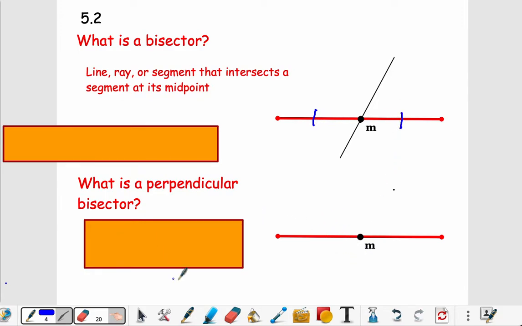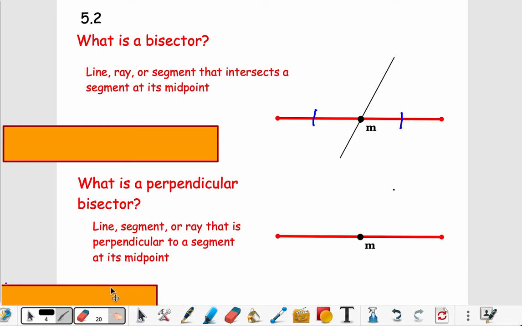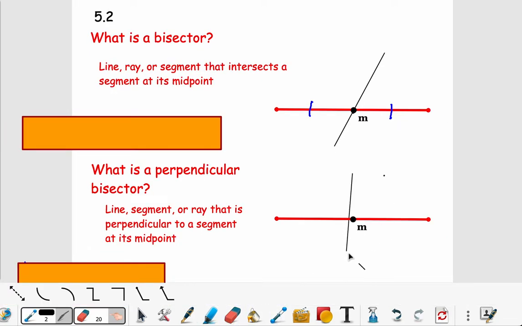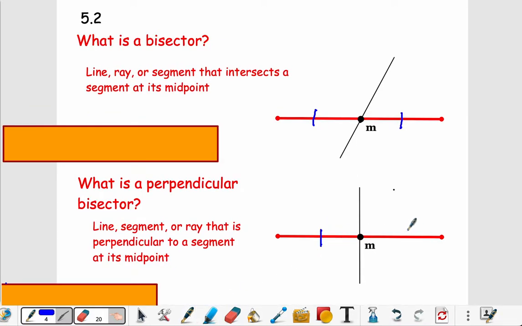Well, a perpendicular bisector would just be one of these lines that bisects a segment that is, you guessed it, perpendicular to that segment. So maybe something that looks more like this, where we're told explicitly, hey, this is a bisector, and hey, this is also perpendicular to that segment. So that's what we're working with today.